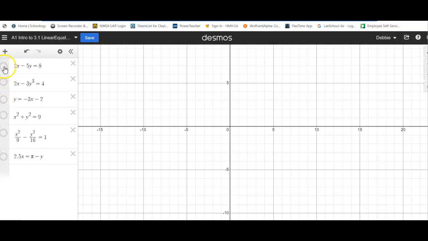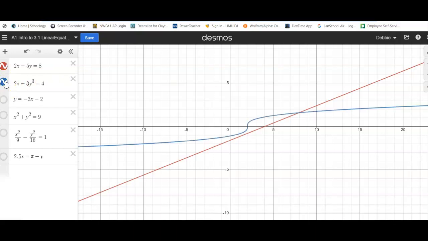So here's this first one. 2x minus 5y equals 8. I want you to look at that graph and tell me what you notice about it, what you think about it, okay? Here's another one. This one is 2x minus 3y cubed equals 4. That's this blue one here. Look and see what this looks like.